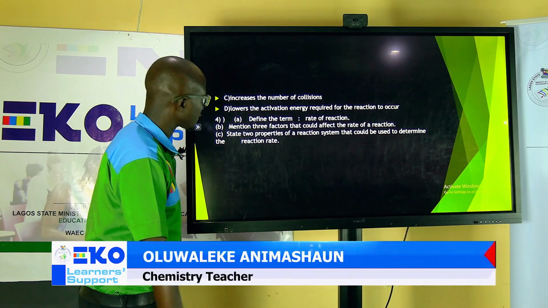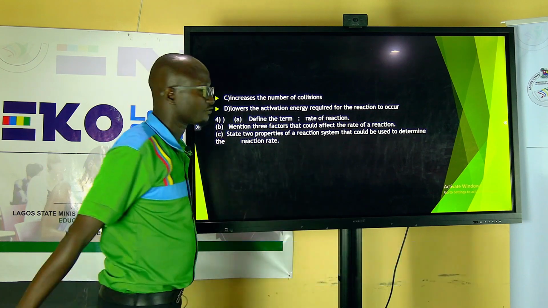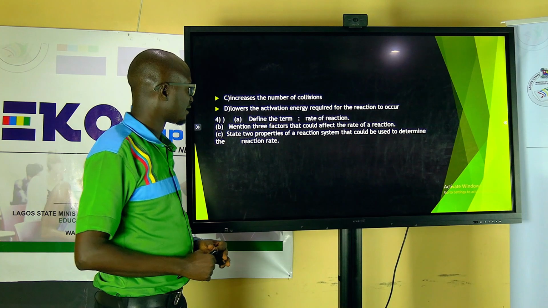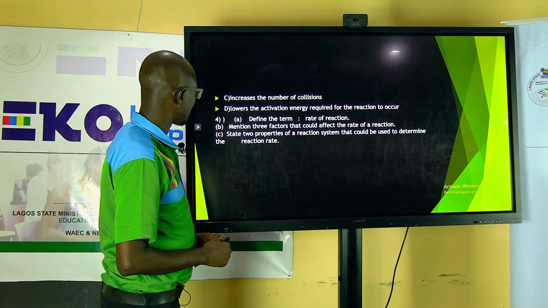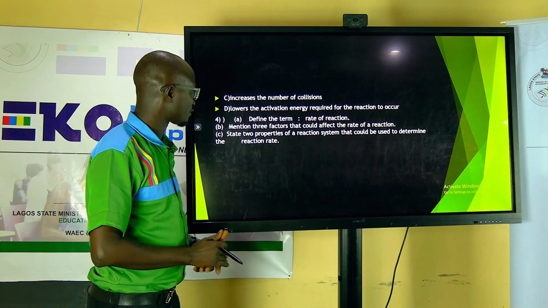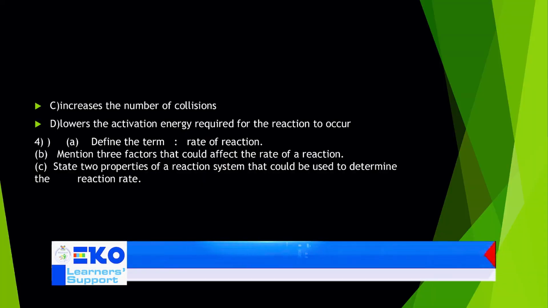Number 4 is taken from the theory part of our exam. Define the time rate of reaction. I believe you can define rate of reaction. Yes, thumbs up. I very much love that. Mention 3 factors that could affect the rate of reaction. Wow, we have all done it. You can mention more than 3 factors if I were to ask you. Thank you for those feedback. State 2 properties of a reaction that could be used to determine reaction rate.